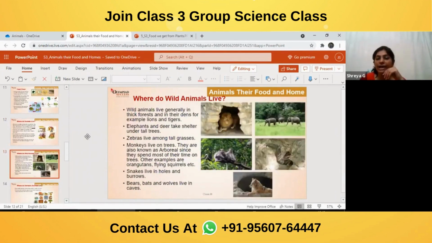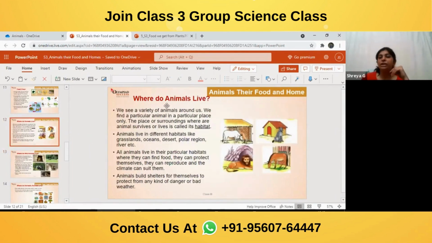Where do wild animals live? So, where do animals live? They live in their houses, yes. And those houses where they live, which provide them protection, which provide them food, those places are known as their habitats. What are they known as? Habitats. The places where animals live, they get food, they get shelter. Those regions or areas are known as habitat.